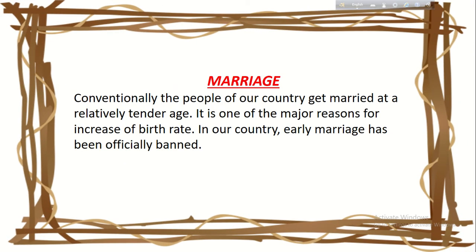Now I will discuss another dominant factor, that is marriage. Conventionally the people of our country get married at a relatively tender or early age. It is one of the major reasons for increase of birth rate. In our country, early marriage has been officially banned, and our government has taken initiatives for this, that is to ensure the registration of marriage at the Kaji office. Here the government has given emphasis on this. And another one, the marriage age for boys is 21 and for girls 18.